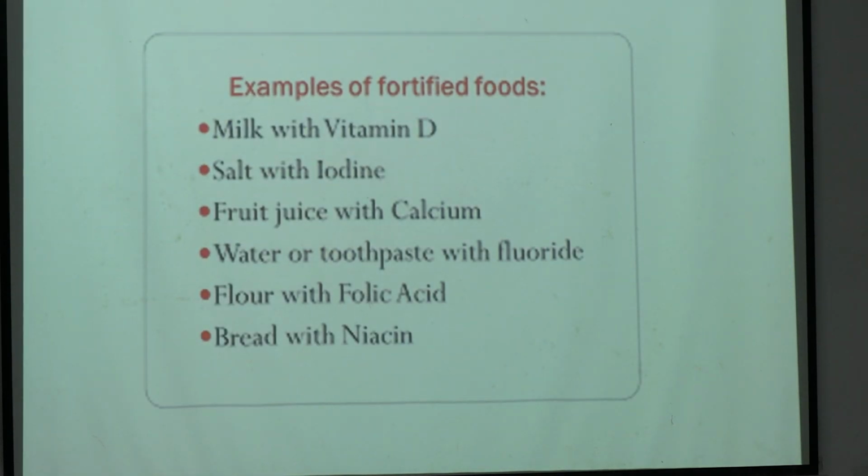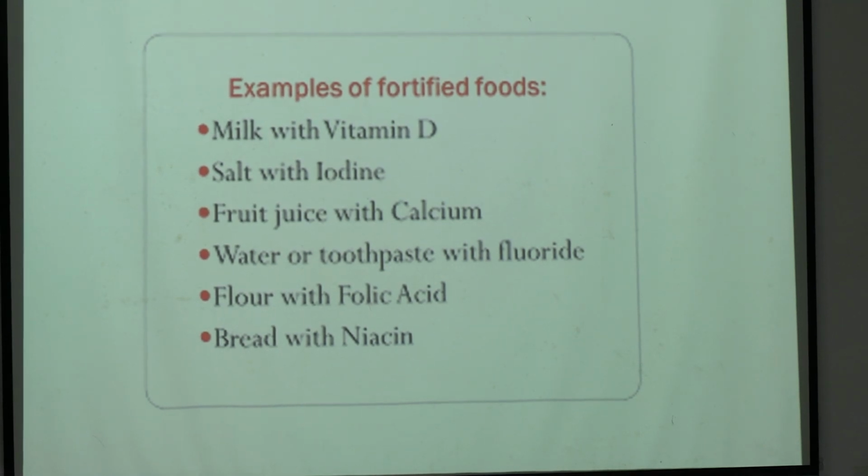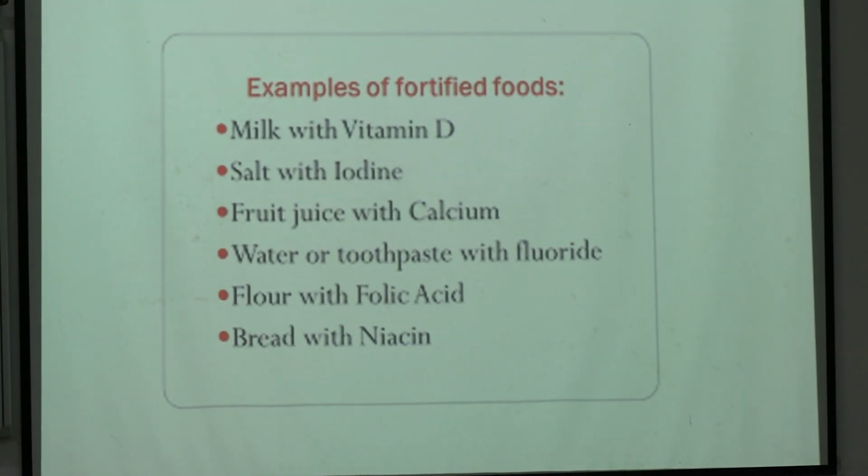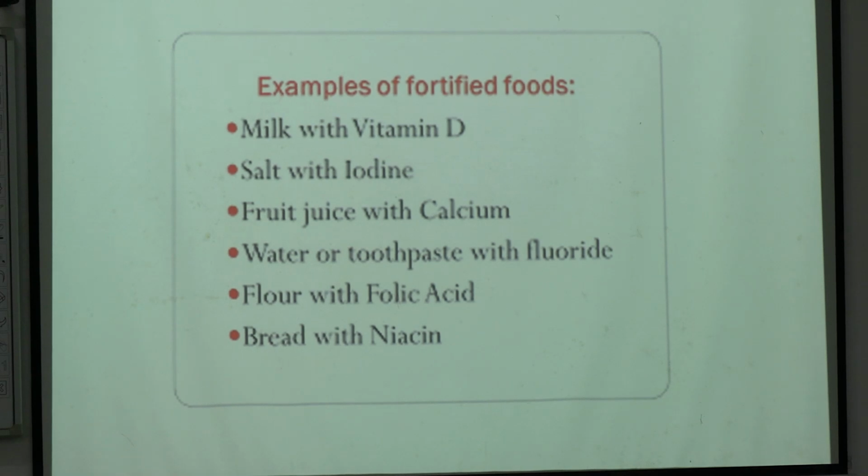So examples of fortified foods are milk with vitamin D, salt with iodine, fruit juice with calcium, water or toothpaste with fluoride, flour with folic acid, and bread with niacin. So these are all examples of fortification. They might ask you to give some examples. The commonest one is iodized salt, but then these are other examples: milk with vitamin D, water and toothpaste with fluoride, flour with folic acid, bread with niacin, and fruit juice with calcium.